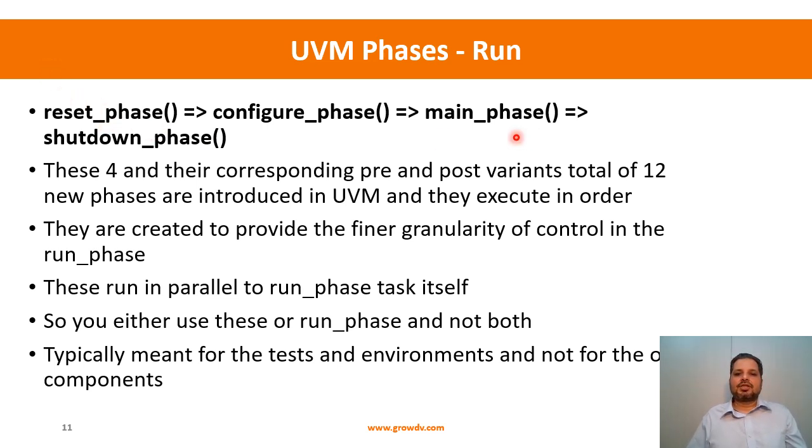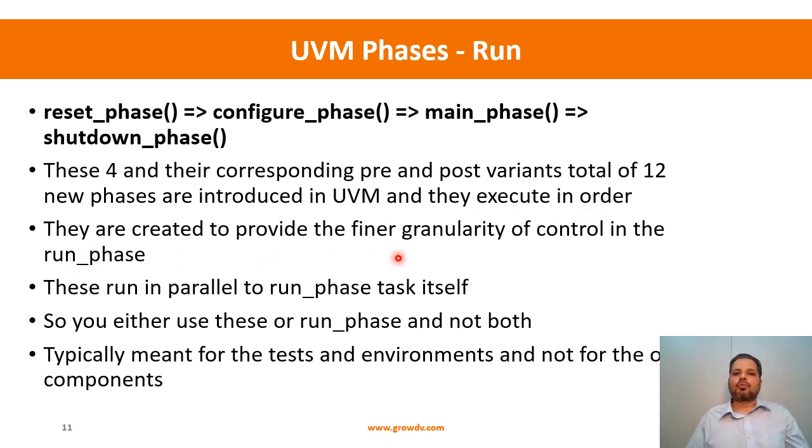So this is the order in which it progresses, but this order gets launched in parallel with the run phase, and we have to use only one of these. Either you use the entire run phase task, or you shift to this main four subphase type of flow, right? You have to stick with one of them. So these four and their corresponding pre-post variants lead to a total of 12 new phases which are introduced in the UVM, and they execute in order.